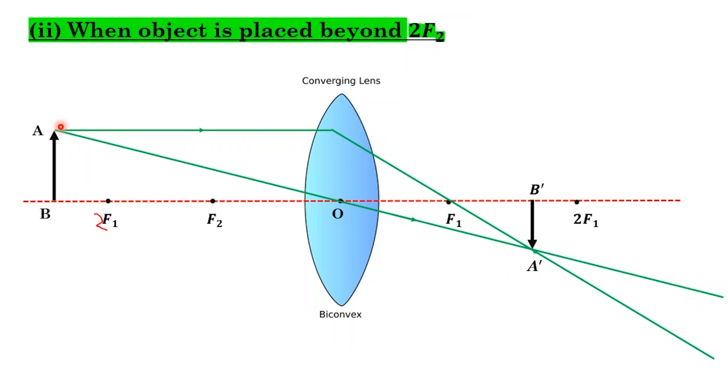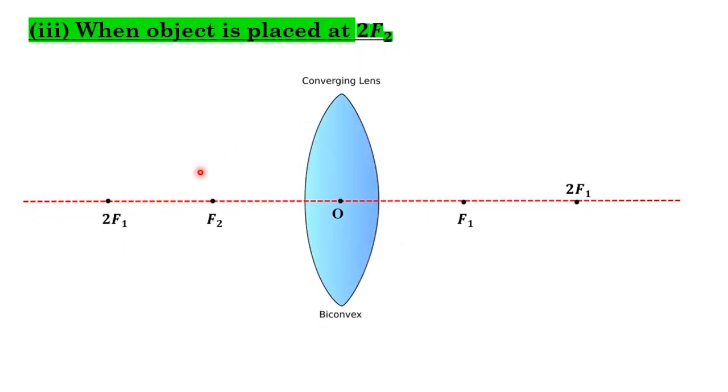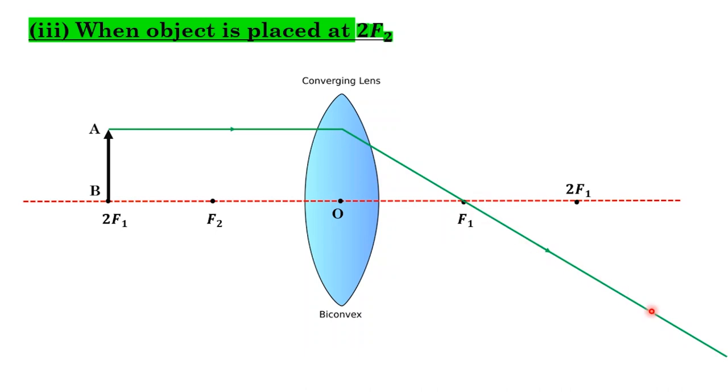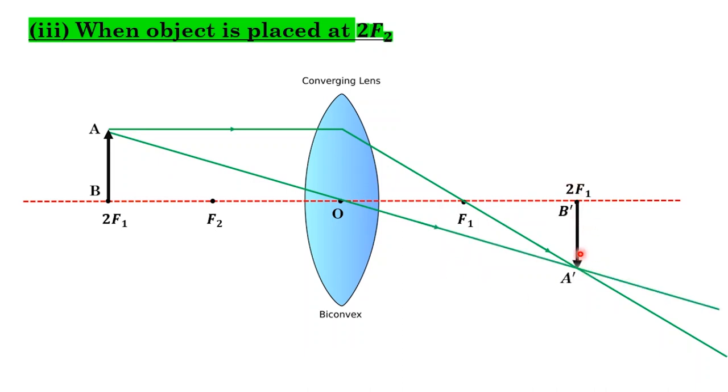Next is when the object is placed at 2F2. Again, this is 2F2. Whenever an object is placed at 2F2, suppose this is our object AB. The first ray goes parallel to the principal axis, and after refraction it passes through the focus. The second, we know, passes through the optical center. Where are they meeting? At 2F1. So in this case, whenever an object is placed at 2F2, or twice the focus, its image is also formed at twice the focus.